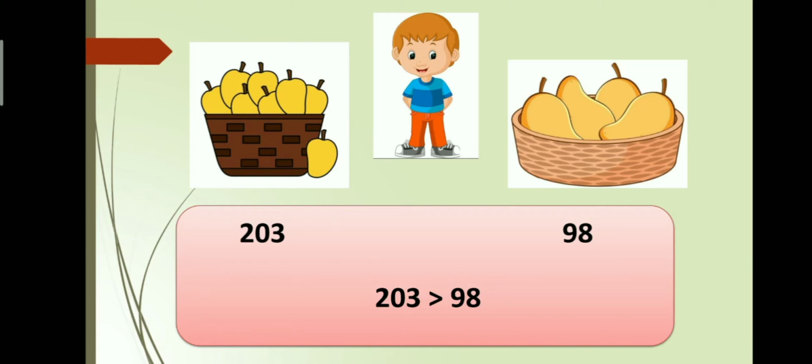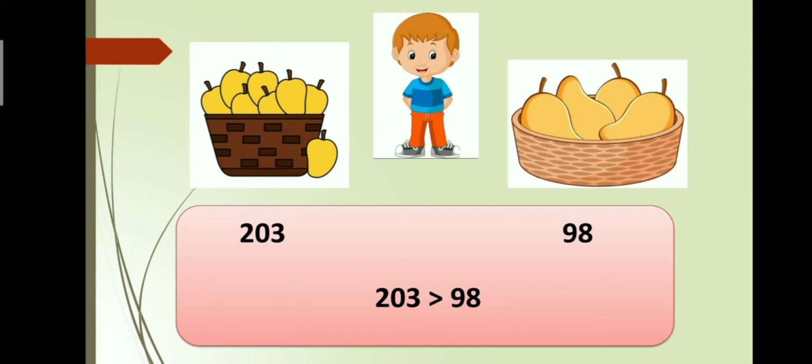Students, as you can see, there are two baskets of mangoes. One basket contains 203 mangoes. Other basket contains 98 mangoes. Students, Ram is asked to take any one basket. So, he decides to take the one with more mangoes.